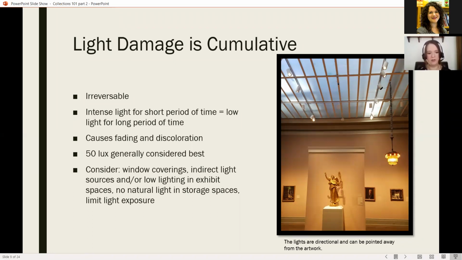Directional lighting can be incredibly helpful because your exhibit space isn't always the same. So if you have a way to turn light away from particularly fragile items, that's always a good idea. There are devices that you can purchase to measure light levels in your collections areas.